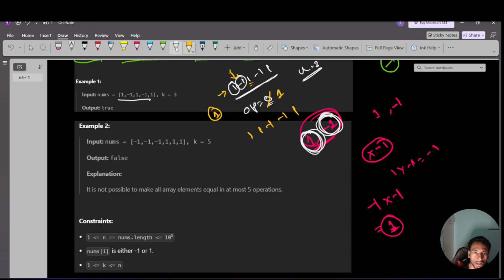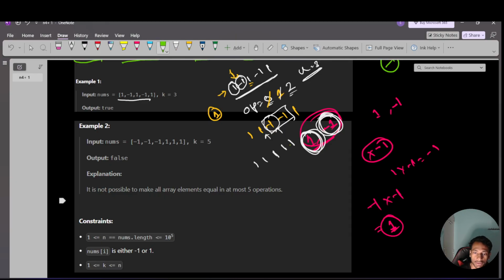Now I have ensured that this number is 1. I will go to the next number, this minus 1. This is now minus 1, but our target is to convert this number to 1, so I have to apply the operation. The operation count will be increased by 1. So how many operations have I used here? 2. Now I apply the operation. Then these two numbers will be multiplied by minus 1. So now the current numbers will be 1, 1, 1, 1, 1.